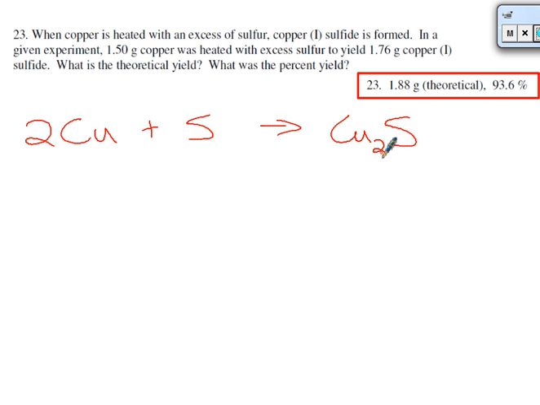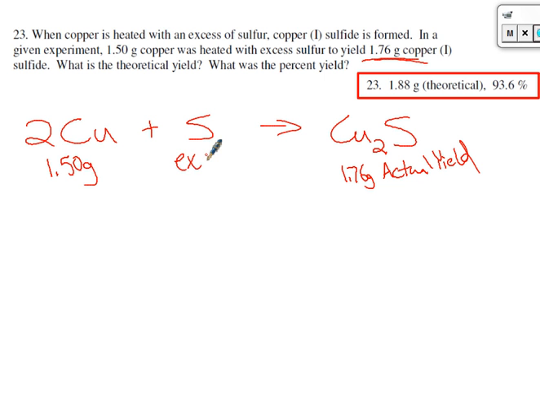In the experiment, 1.5 grams of copper is heated to yield that much copper sulfide. That's what's actually produced. That's what it yielded when they did it. So this value here is what we call an actual yield. 1.76 grams of the copper sulfide is the actual yield. And we're given 1.50 grams of copper, and we have an excess of sulfur, so we're not going to run out of it, really, is what we're saying there.